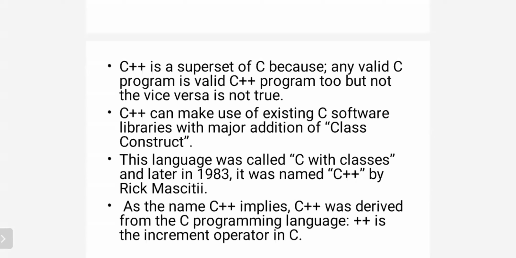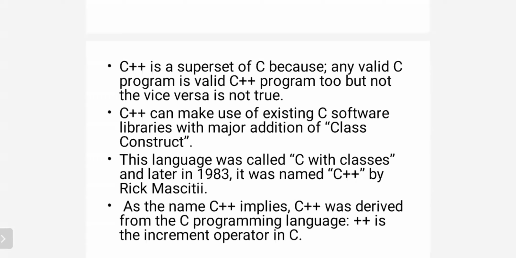So in the year 1980, it was called C with classes. C was implemented and it was called C with classes. Later, in the year 1983, the mathematician Rick Mascitti gave the name C++ to C with classes.